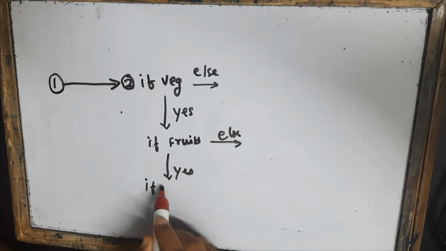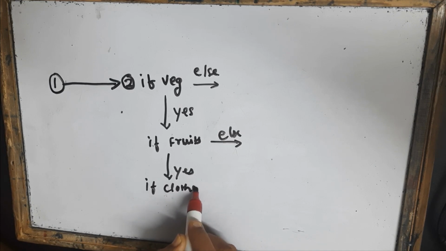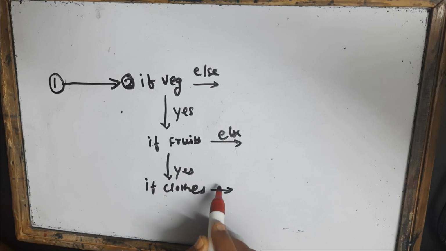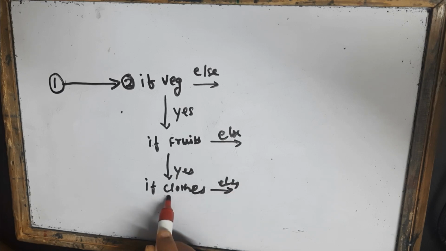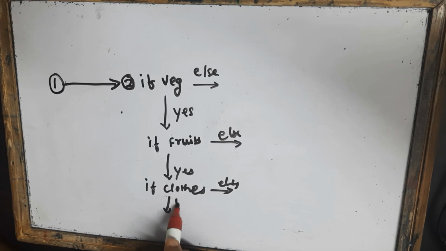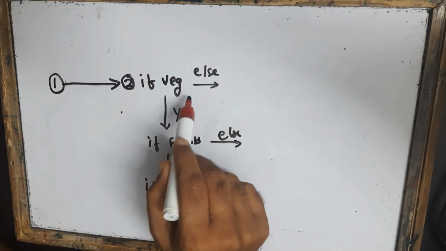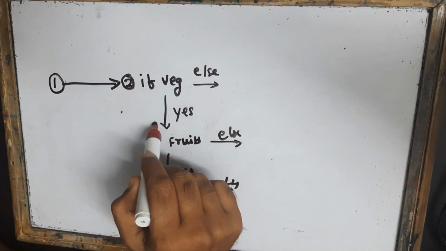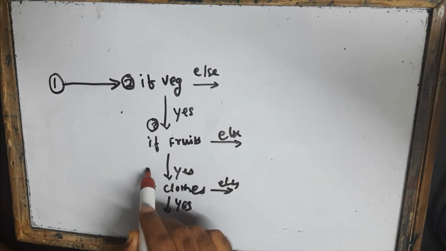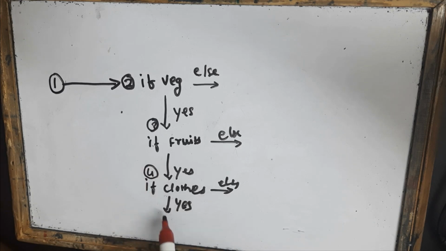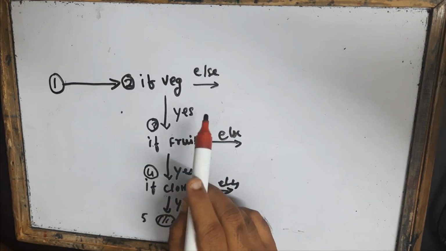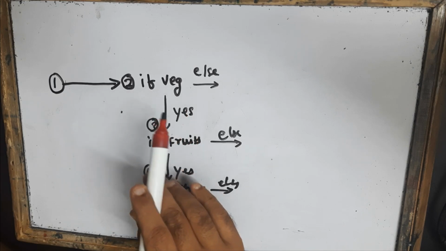Here, if you want to buy clothes, this is the else route. So from 1 to 2, then you reach point number 3, then point number 4. At 5, you buy clothes. So at each point you buy whatever you want.